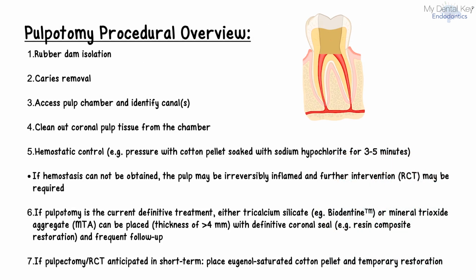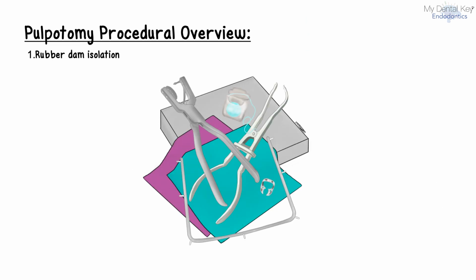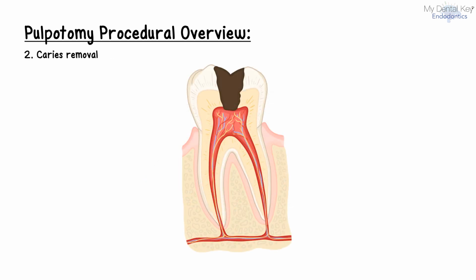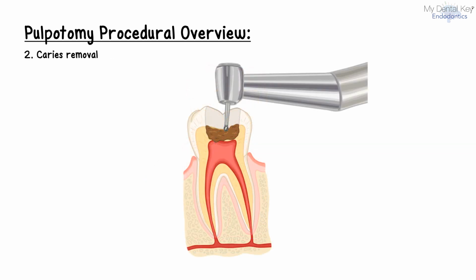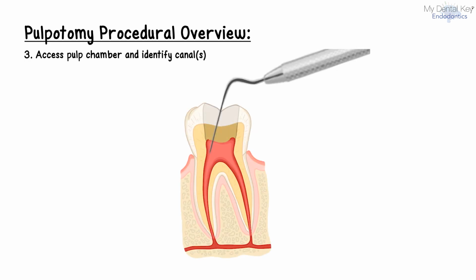Next, let's discuss a brief overview of the pulpotomy procedure. The steps are as follows. Isolate the tooth with a rubber dam. Remove all caries and diseased tooth structure. As the goal is to maintain the pulp's vitality, remember to use appropriate water coolant. After caries removal, change to clean instruments and burs. Access the pulp chamber and identify the canals.